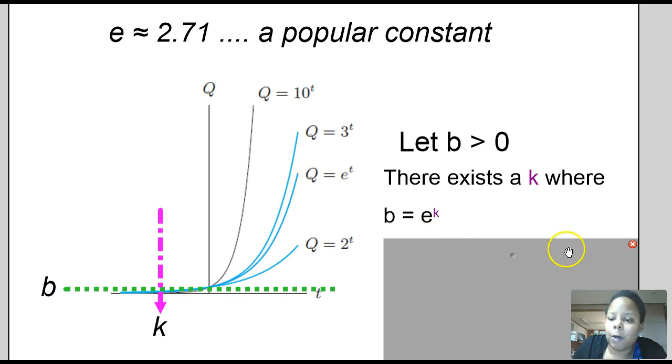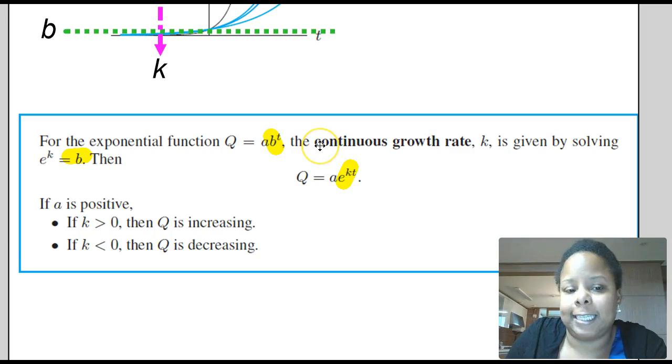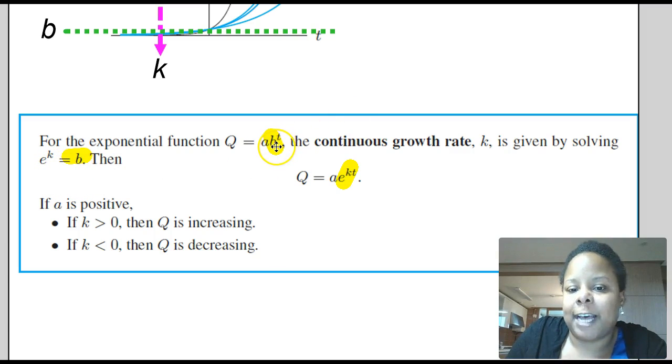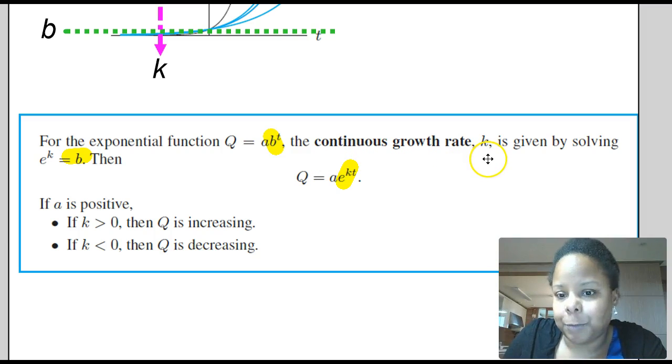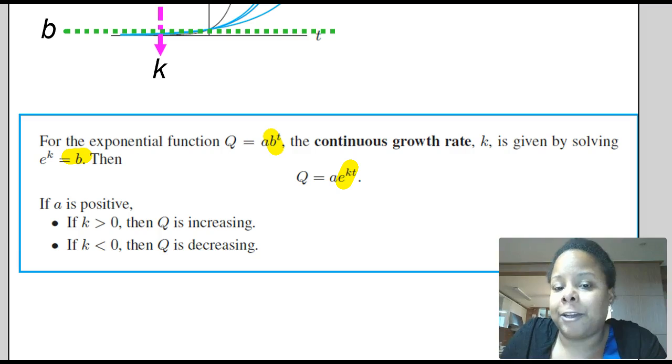Why is that important? Well, since e is the natural base, k is related to the natural base in a special way. k is called the continuous growth rate of any exponential function of the form Q equals a times b to the t. That means k is what e to the k needs to be to give me that value b. We're going to look at an example about why this is important, but it's important to know that whenever you see the phrase continuous growth rate, that means e to the k is going to give you the b that they were talking about, and vice versa. Or e to the k is going to allow you to compute what b is.